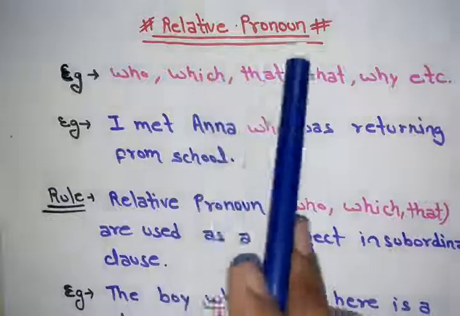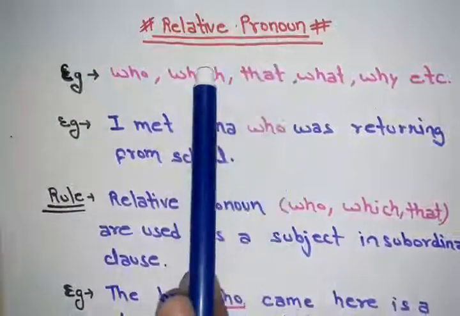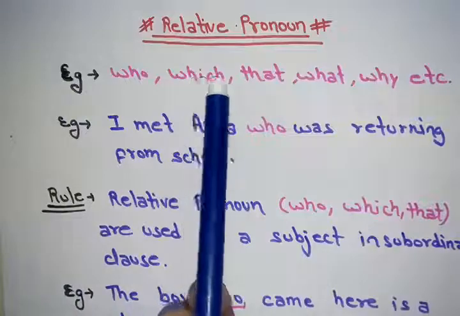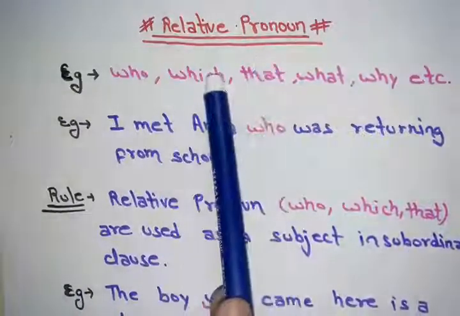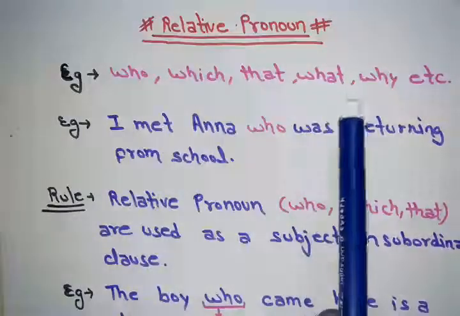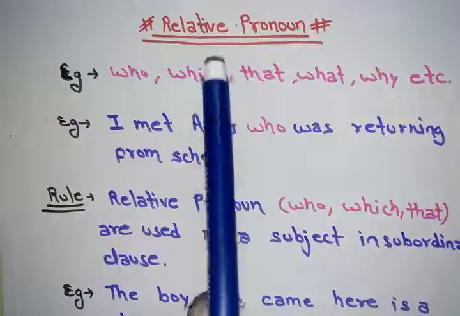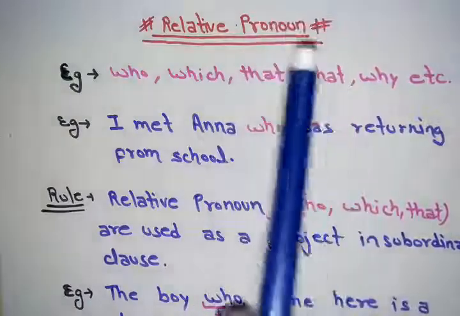This is the remaining part of the pronouns. So what is a relative pronoun? Relative pronouns are those pronouns that join sentences. For example, who, which, that, what, why, etc. These are the relative pronouns because they relate one sentence to another sentence.